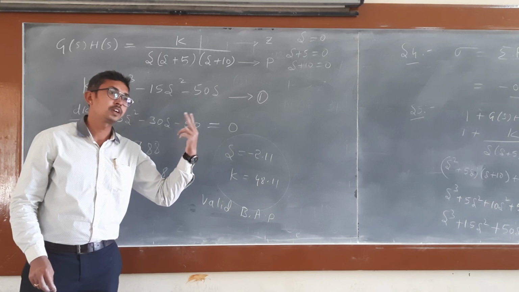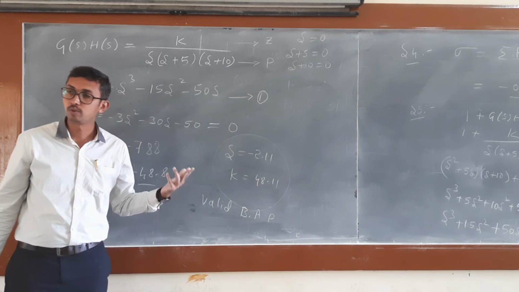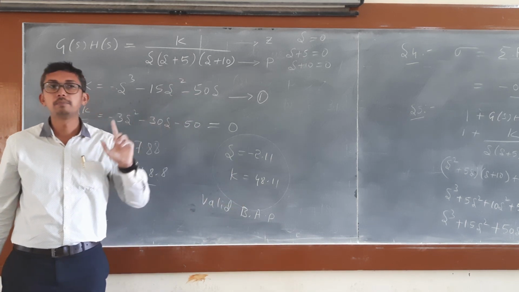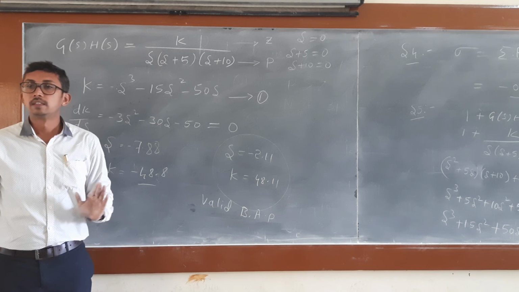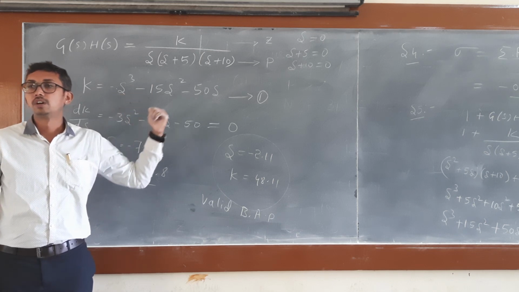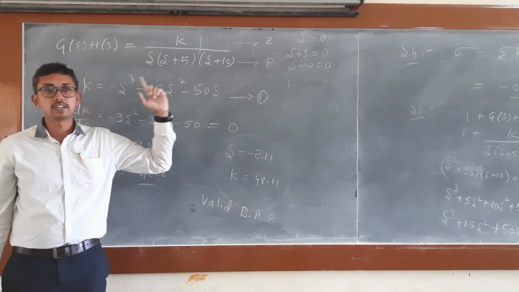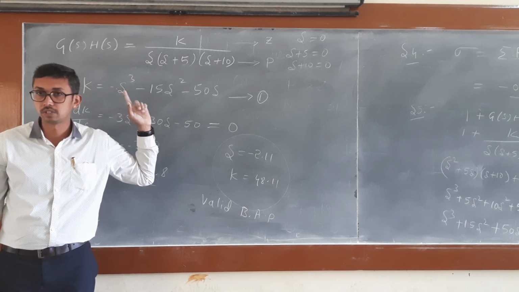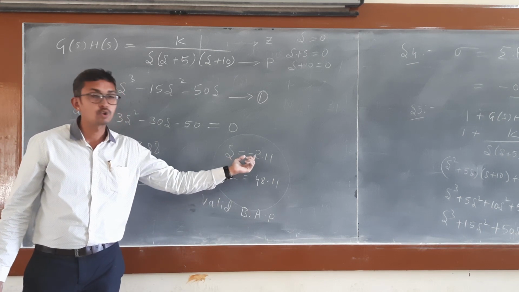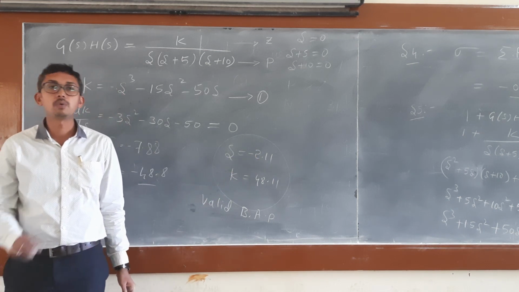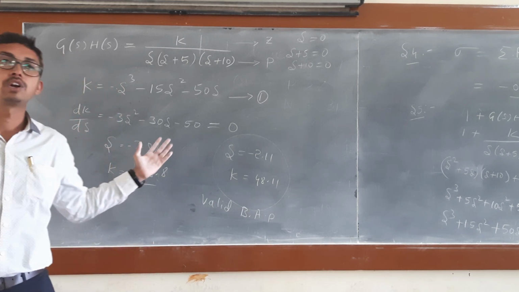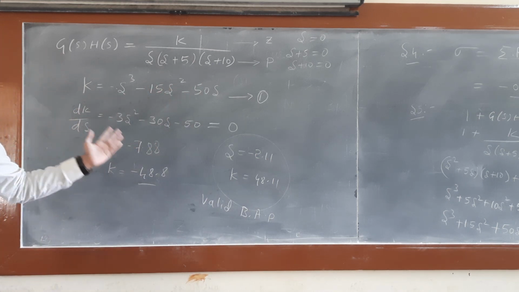You may ask, can we get two valid breakaway points? Yes, we can have two valid breakaway points, but in this problem we have only one. That also holds good with step number 2: there is a root locus between s is equal to 0 and s is equal to minus 5, which we already predicted in step number 2. So s is equal to minus 2.11 is the valid breakaway point. This is step number 5, finding the breakaway points and validating them.